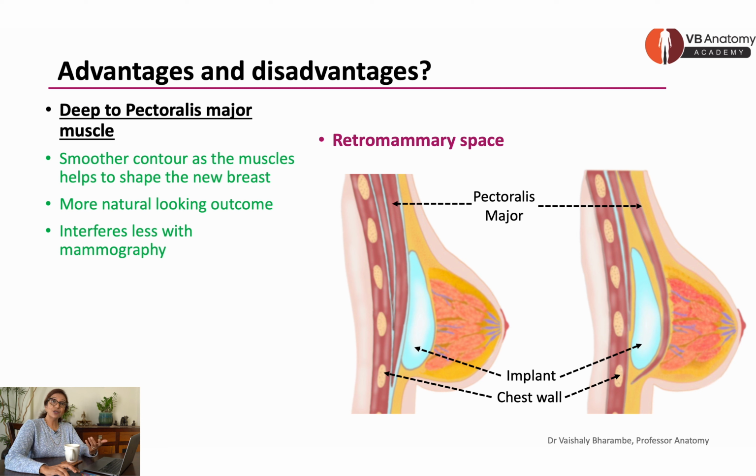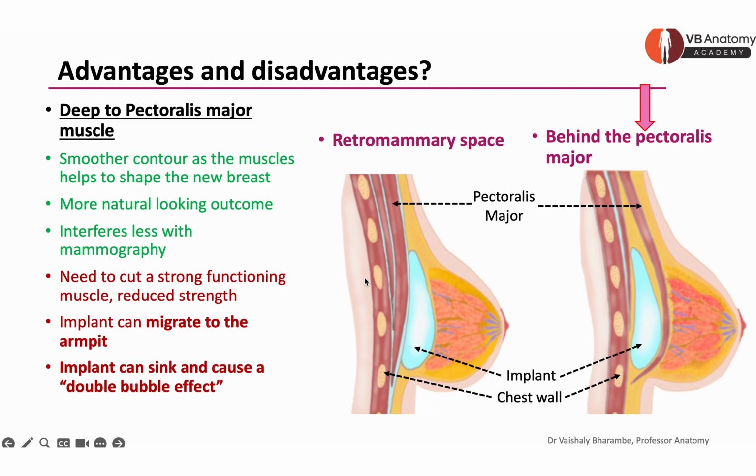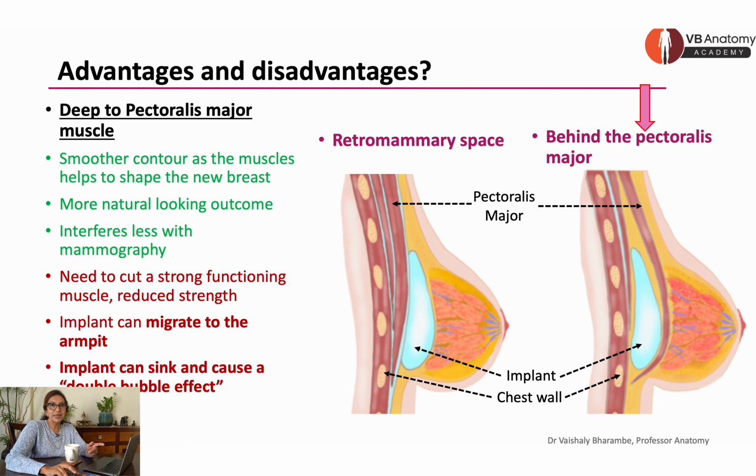What are the advantages of cutting pectoralis major and putting the implant below it? Advantage is the contour you get is much smoother. It's a more natural looking thing and it does not interfere with the mammography. But the problem is that you're cutting a big functioning muscle. So it's going to be related muscle weakness.